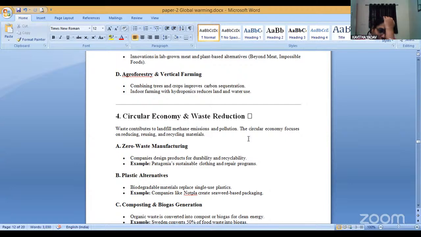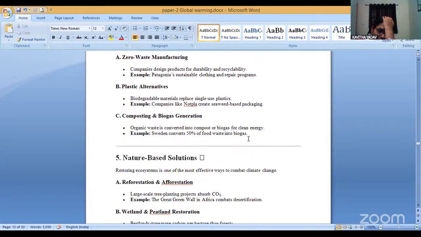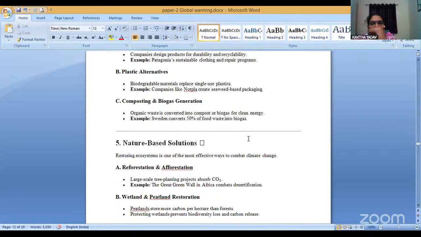And the next one is composting or biogas generation. The organic waste is converted into compost or biogas for clean energy. Sweden converts 50% of its food waste into biogas. Nature-based solutions: restoring ecosystems is one of the most effective ways to combat climate change.